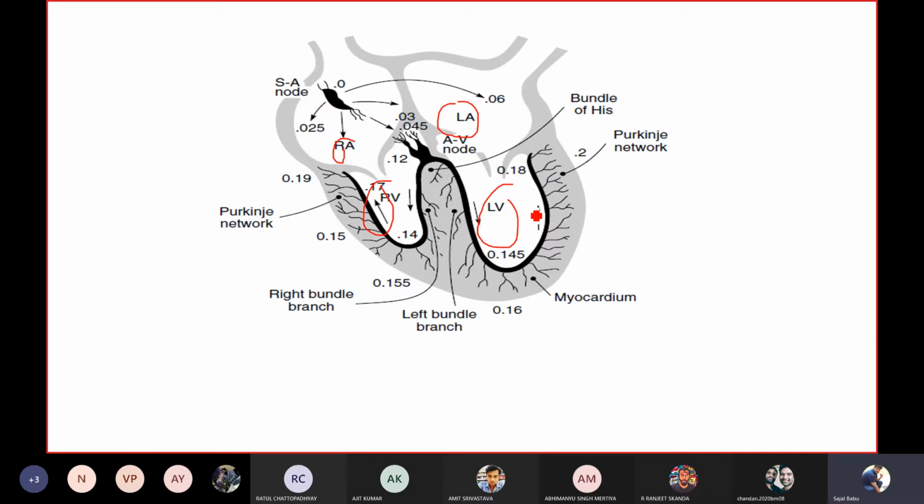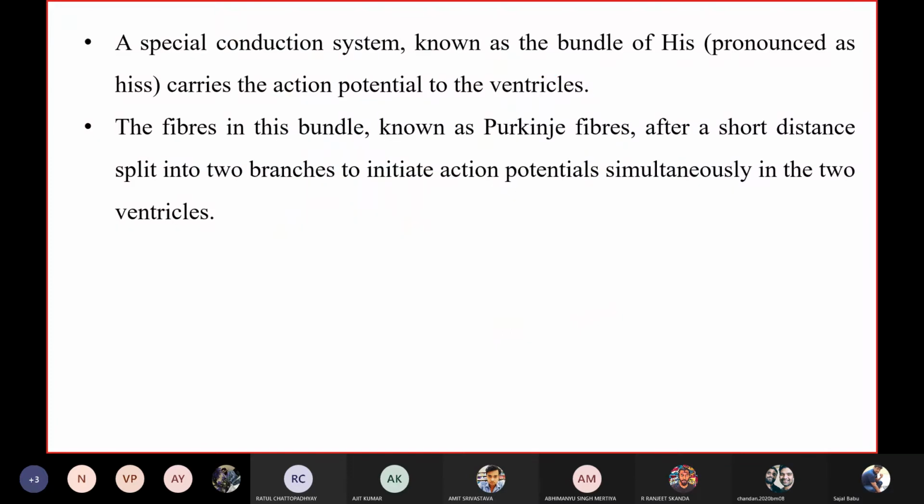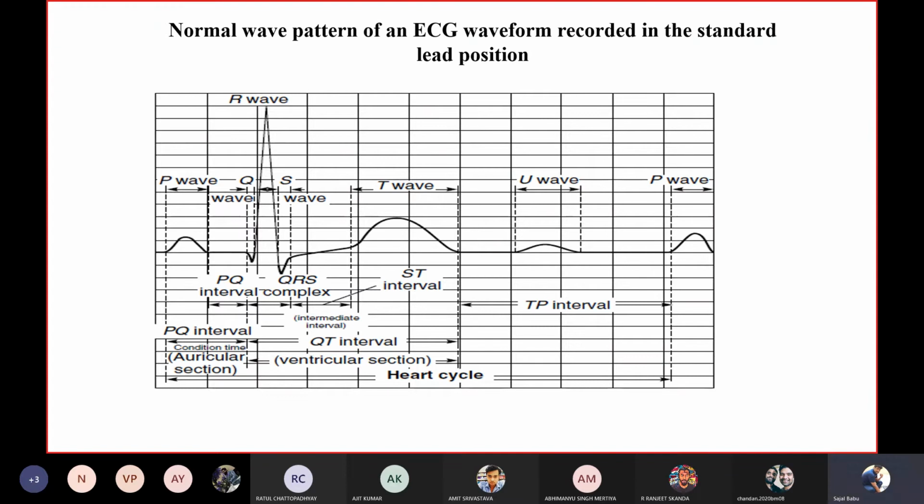Okay, so all the numberings are the time period taken by that electrical impulse to travel to different parts of your heart. So have you understood this? Yes, sir.